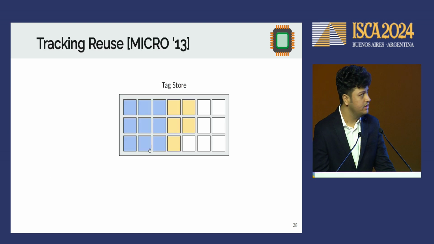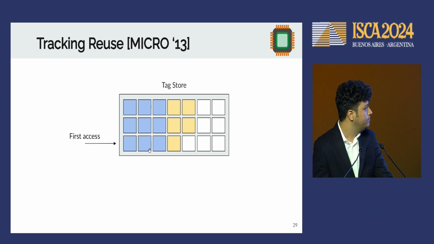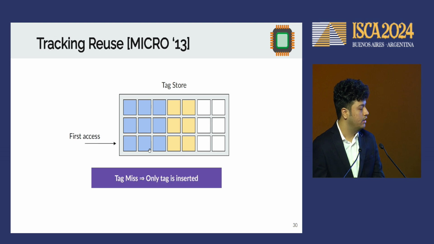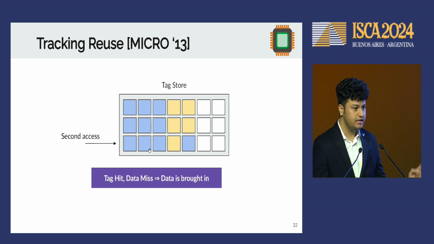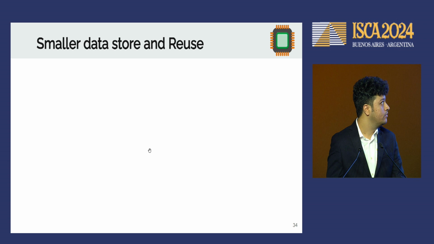So we bring in the idea of reuse, which was first introduced in 2013. According to it, on a first access to a cache line, we only bring the tag into the tag store, and only on the second access do we bring in the data. This helps ensure that the data is stored only when reuse is detected.